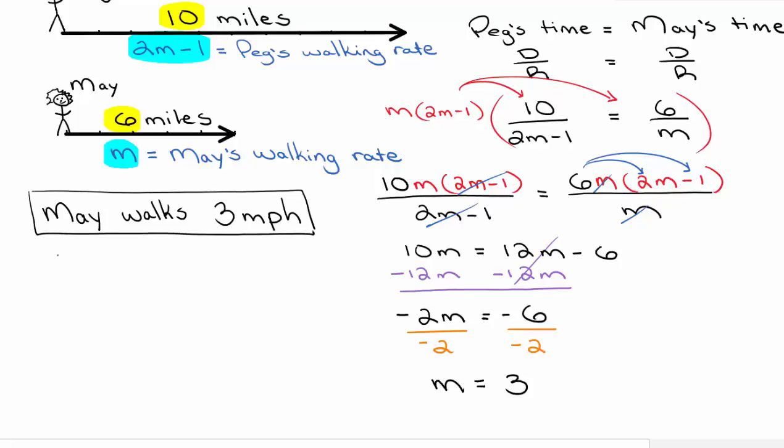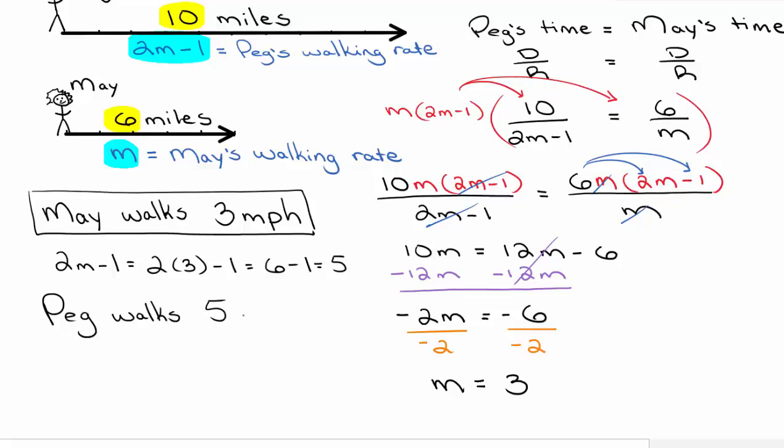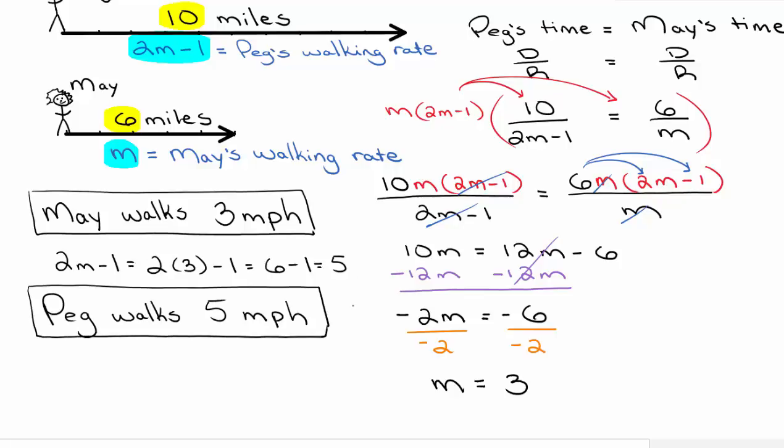In order to find Peg's walking rate, we're going to have to go back to the expression 2m minus 1, and we're going to have to substitute m equal to 3. So that'll be 2 times 3 minus 1, which is going to give me 6 minus 1, which is equal to 5. So Peg's walking rate is going to be 5 miles per hour. Alright, and that's it for this problem. We're ready to go on to the next problem.